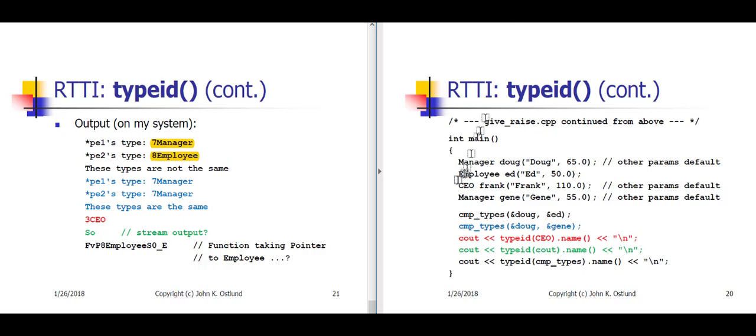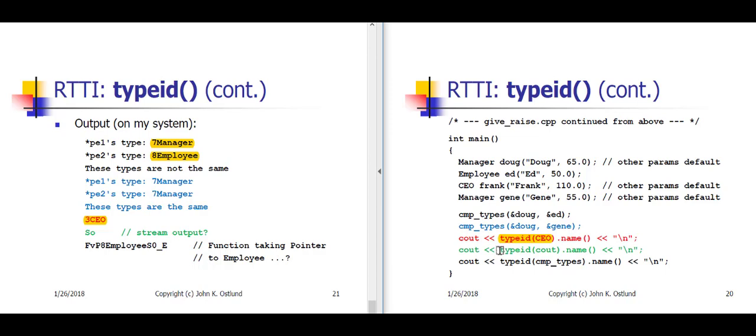We're done looking at the CMP types function. If I ask for the type ID of CEO, notice that I can specify a type name rather than an object value as my argument in type ID. That will give me back the type info for CEO, and .name on my system is 3CEO. In other words, 3 are the number of characters in the class name, and the class name is CEO.